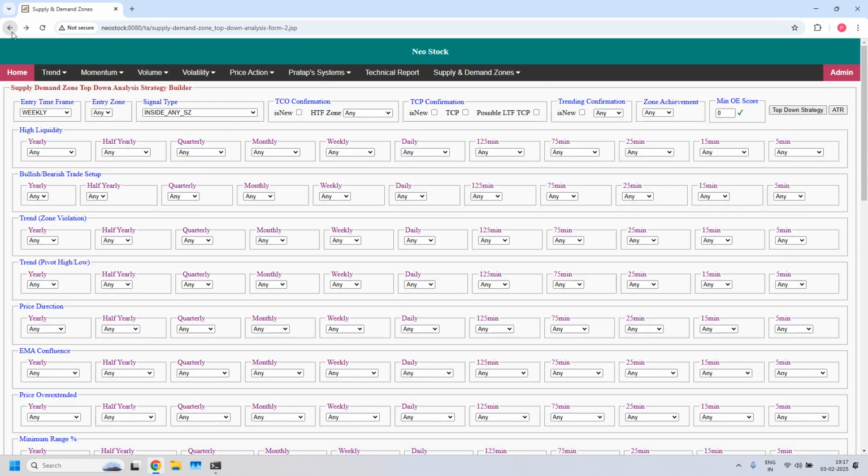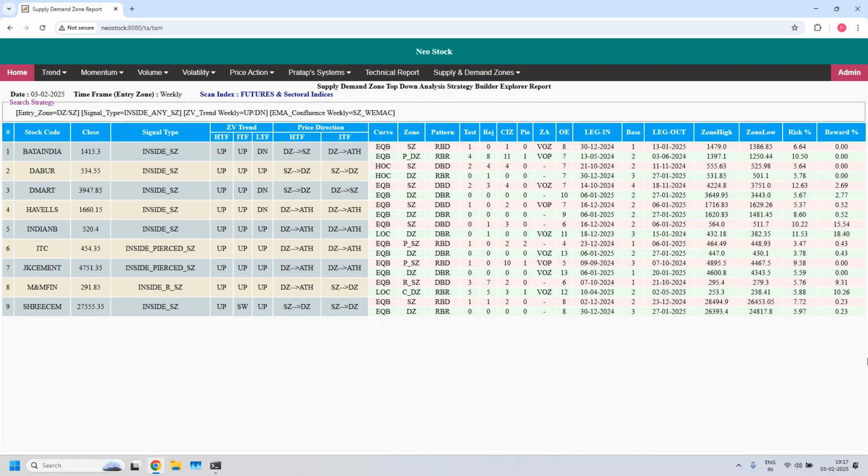Let's verify. In the EMA Confluence, weekly time frame, weekly supply zone having weekly EMA Confluence filter is enabled. And the trend on weekly time frame is either up or down. With these filters, we got 9 stocks out of 22. These 9 weekly supply zones are having weekly EMA Confluence. So this is about weekly time frame.